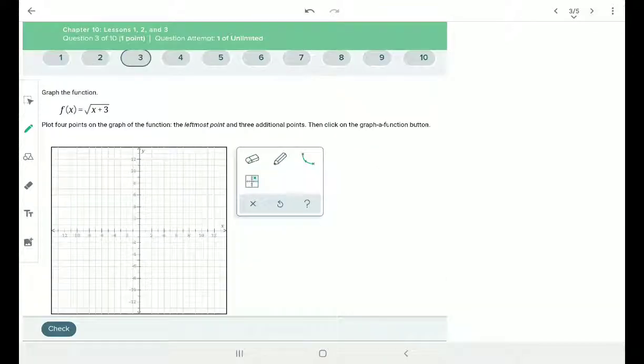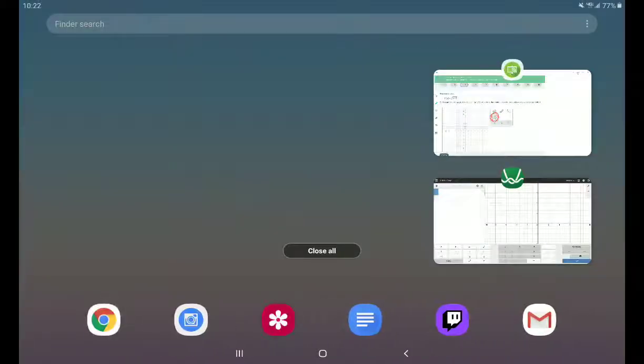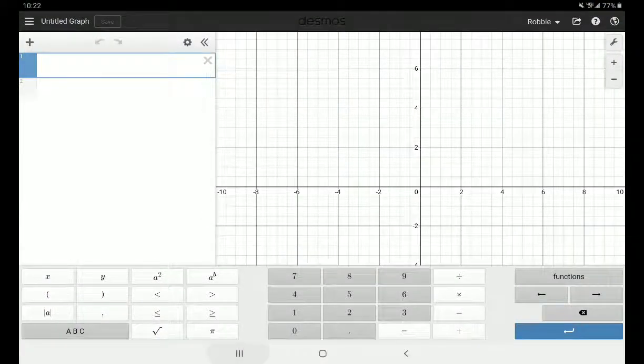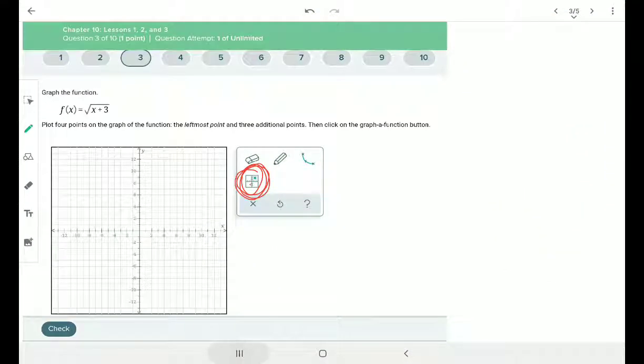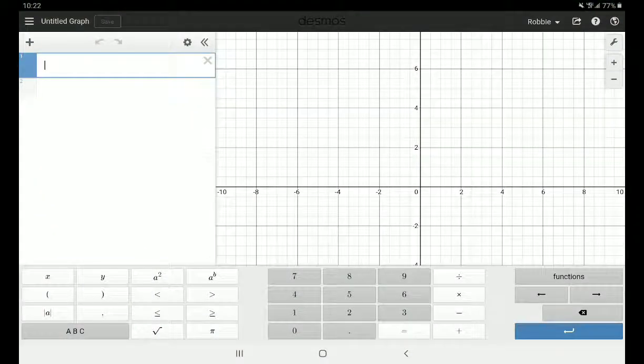For the next problem, you have to graph the function f of x equals the square root of x plus 3. It says plot 4 points on the graph, the leftmost point and 3 additional points. Then click on the graph a function button. So you can plot those points in here to graph the function. What I recommend is using the Desmos graphing calculator for this one. So f of x equals the square root of x plus 3. So we can plug that in here.